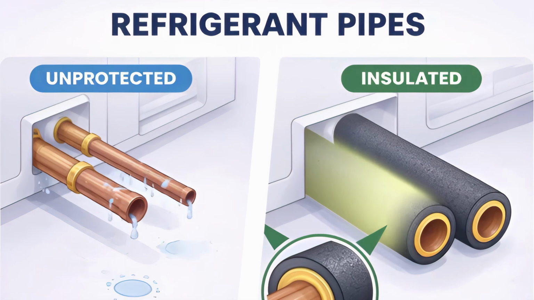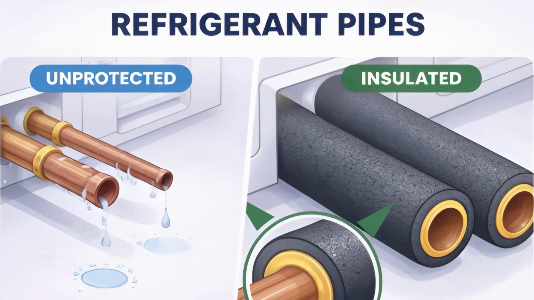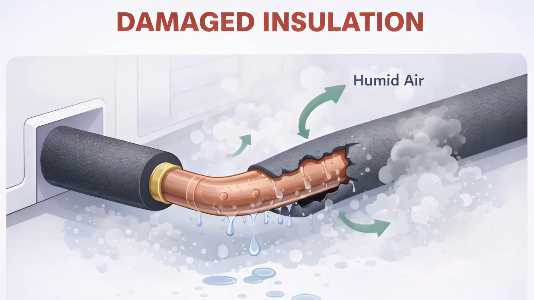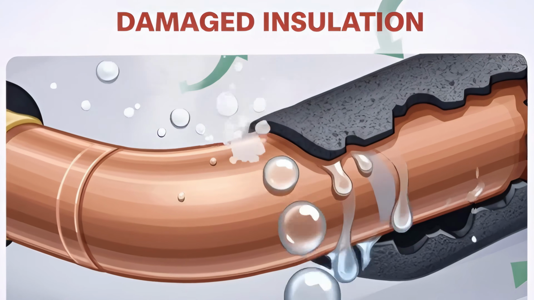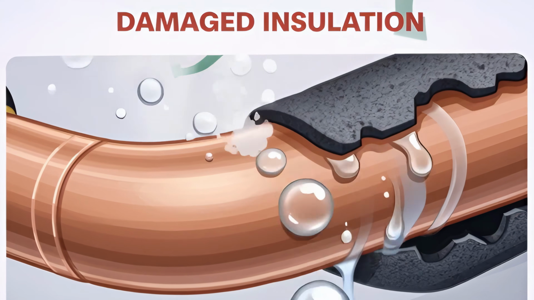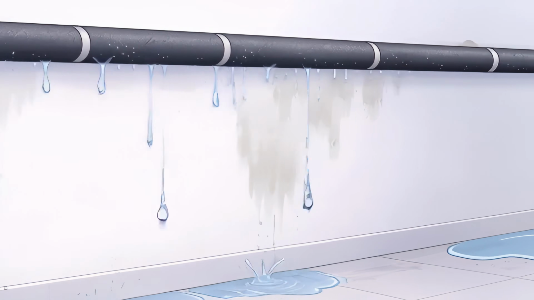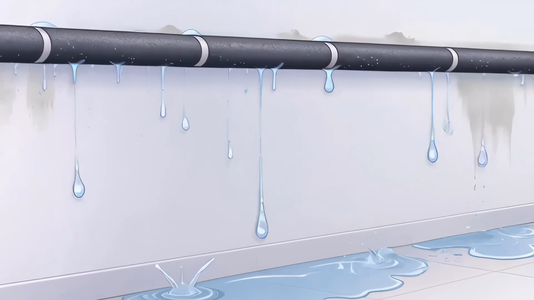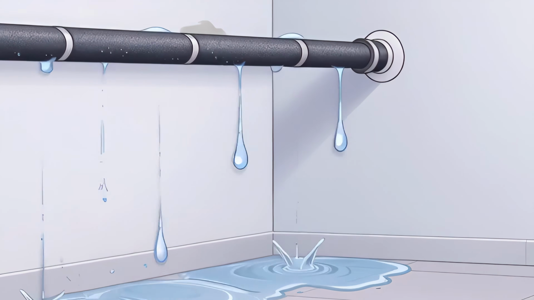Furthermore, we shouldn't overlook the pipes themselves. The copper refrigerant lines are extremely cold and must be wrapped in thick insulation. If this insulation is missing or torn, the cold copper is exposed to the humid air. Just like our iced tea glass, these pipes will start to sweat. This condensation can happen all along the length of the pipe, causing water to drip onto your drywall or flooring in places far away from the actual AC unit.